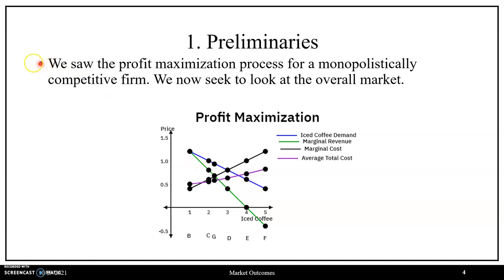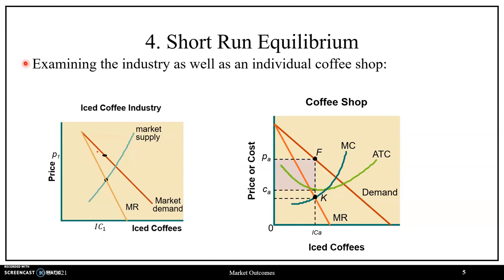So to begin, in regards to our preliminaries, we saw the profit maximization process for a monopolistically competitive firm. Now we seek to extend this to look at the overall market, where to do so, let us first consider the short-run equilibrium for the overall industry as well as for an individual coffee shop, where on the left we have our iced coffee industry and on the right we have our individual coffee shop. Price is going to be on the vertical axis, quantity of iced coffee on the horizontal axis.